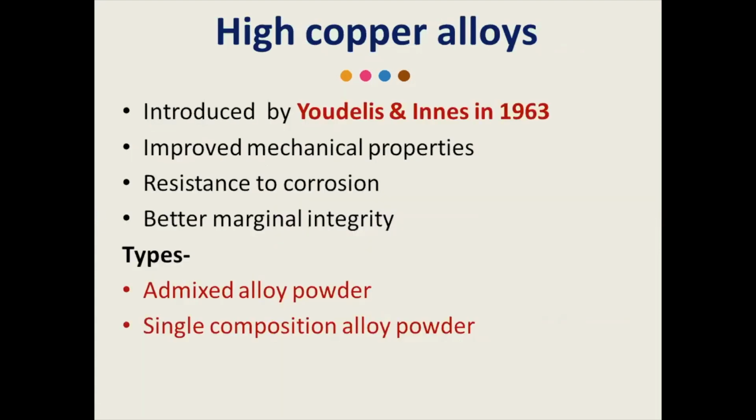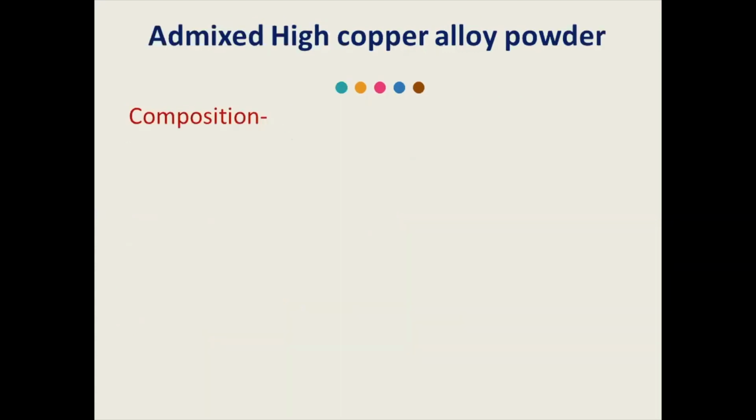Now coming to the high copper alloys. The high copper alloys were introduced by two scientists, that is Youdelis and Innes, in 1963, and they are very important because of having improved mechanical properties, resistance to corrosion, and better marginal integrity. Now there are two types of high copper alloys. One is admixed alloy and second is single composition alloy or unicomposition alloy. Let us see first admixed alloy.